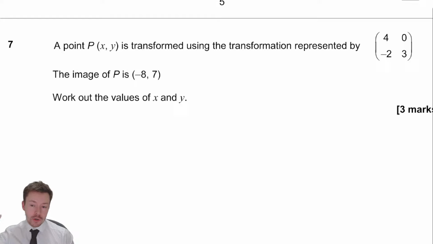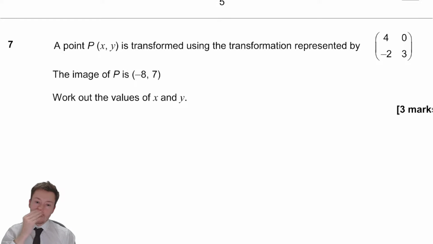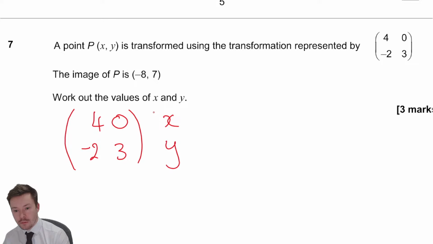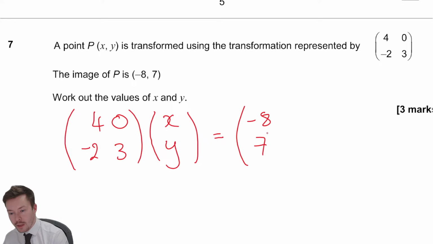So a point P, x, y is transformed using the transformation represented by this matrix, 4, minus 2, 0, 3. The image of P is -8 and 7. Work out the values of x and y. Okay, so something has undergone this transformation and we end up with -8, 7. So what we need to do is have this matrix, not vector, multiplied by something. So let's call that xy. And that has to be equal to -8 and 7.